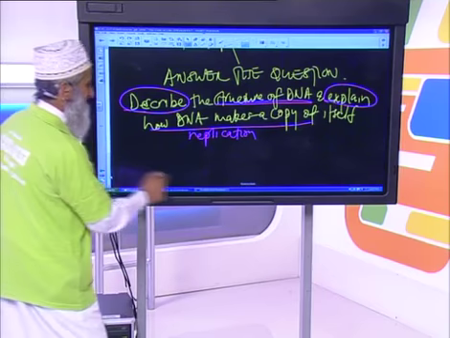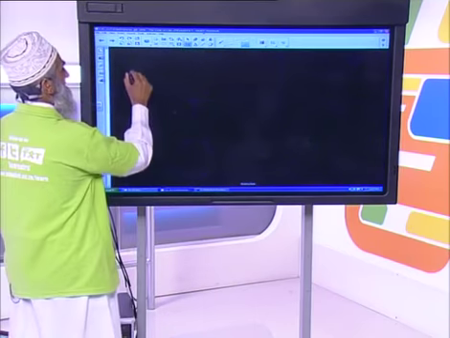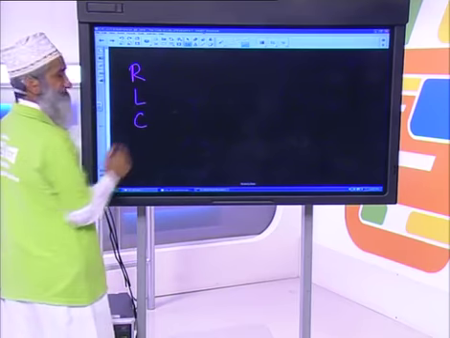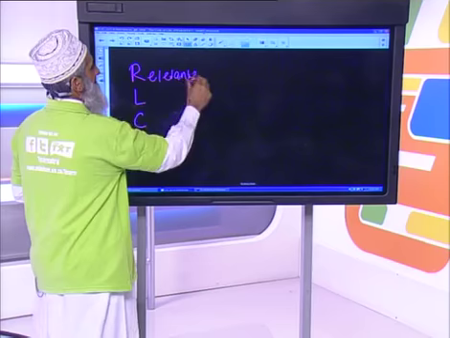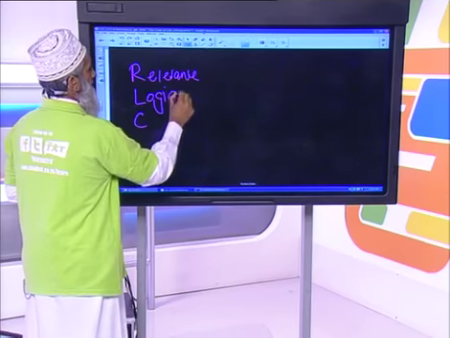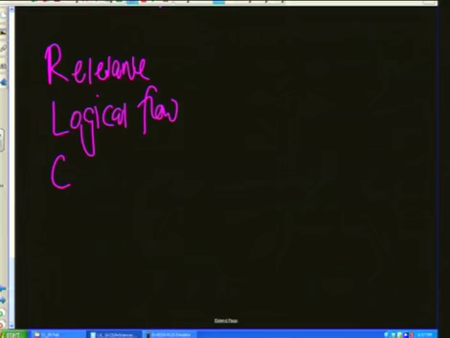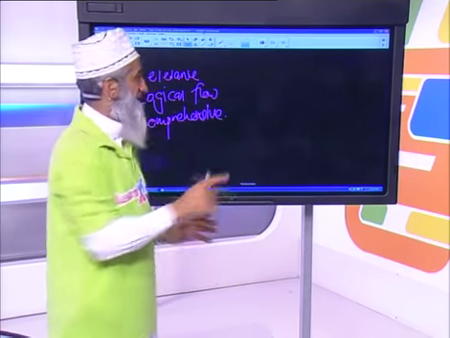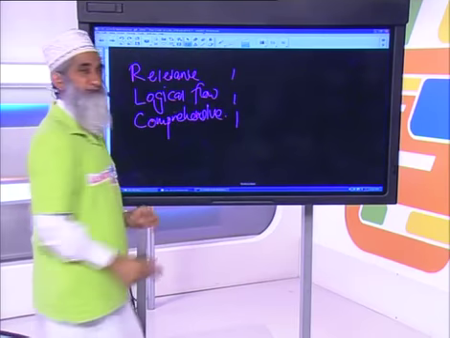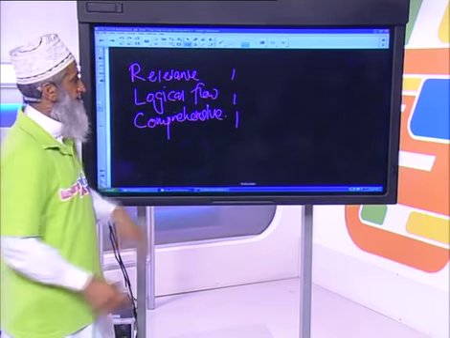The way the synthesis is marked now has changed into R, L, and C. R for relevance, L for logical flow, and finally C for comprehensiveness. Relevance means whatever you've written in an essay, is it relevant to the question being asked? If not, you lose 1 mark. This is 1 mark, 1 mark, 1 mark. Okay, I'm not talking about the content now.